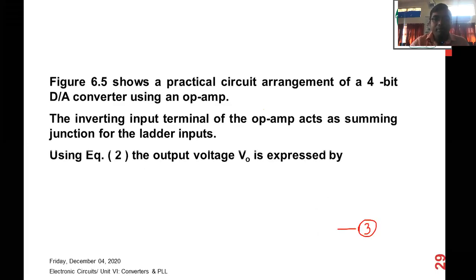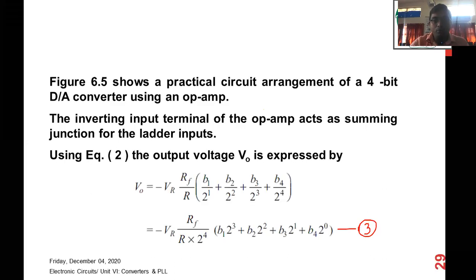In this way, we can write the output voltage equation from this particular circuit diagram. That is V0 equals VR into RF upon R, V1 upon 2, V2 upon 2 raised to power 2, V3 upon 2 raised to power 3, up to V4 upon 2 raised to power 4. So in equation 3, we have derived the output voltage equation for the 4-bit D to A converter. Please note down this output voltage equation representing the output voltage of the 4-bit D to A converter.